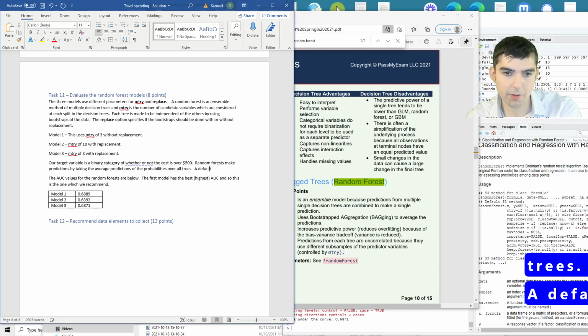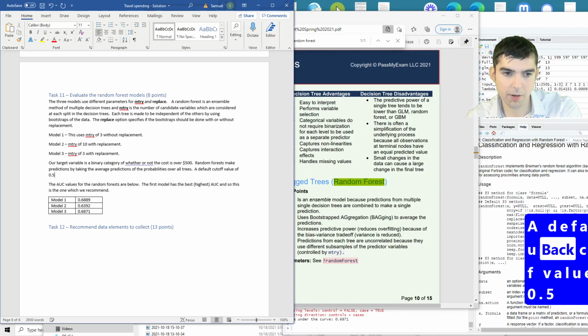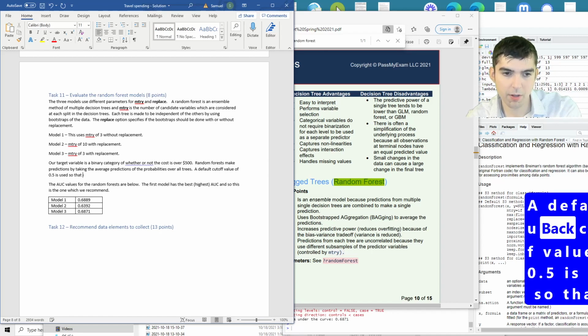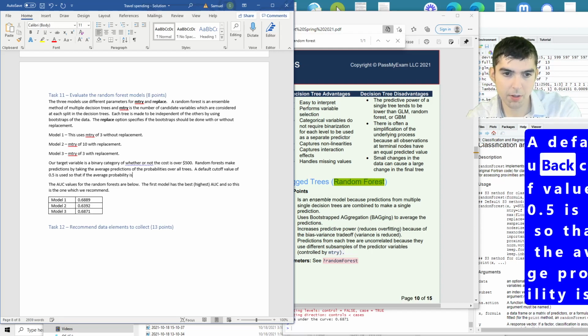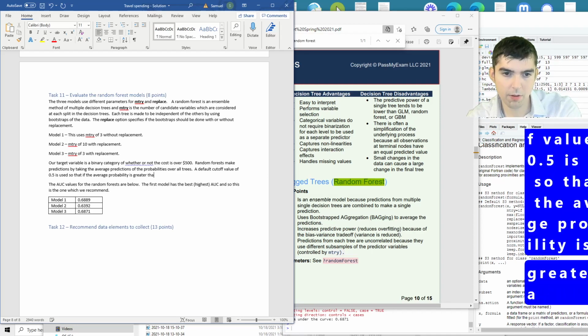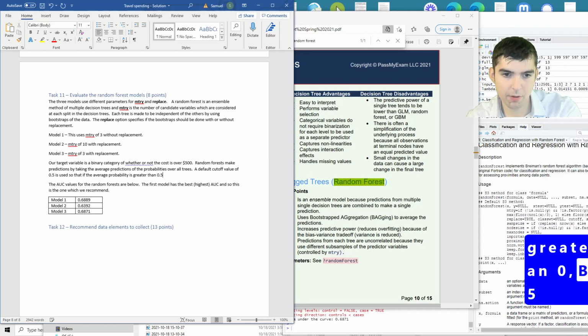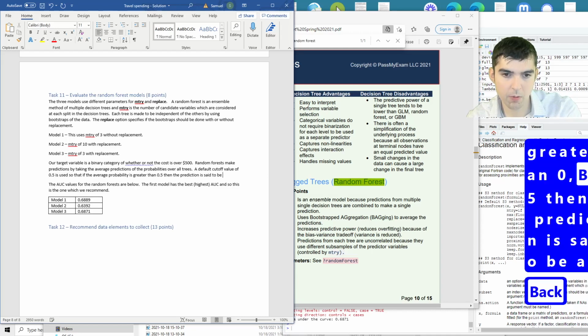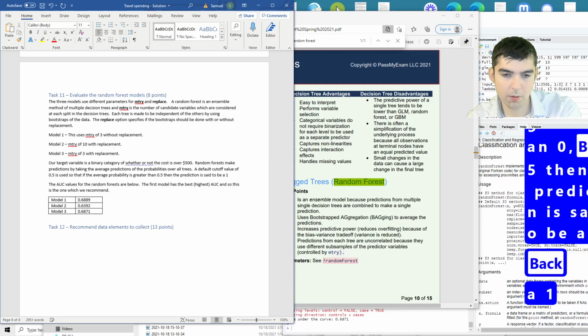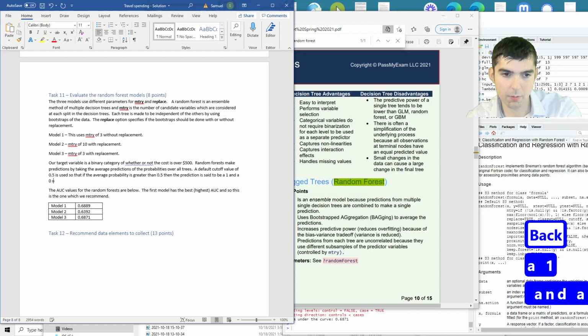A default cutoff value of 0.5 is used, so that if the average probability is greater than 0.5, then the prediction is said to be a 1, and a 0 otherwise.